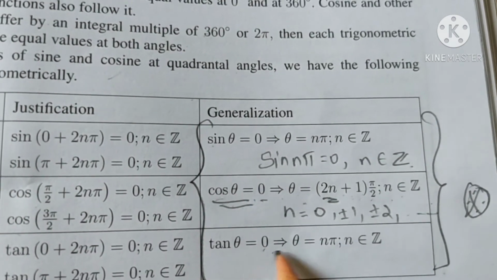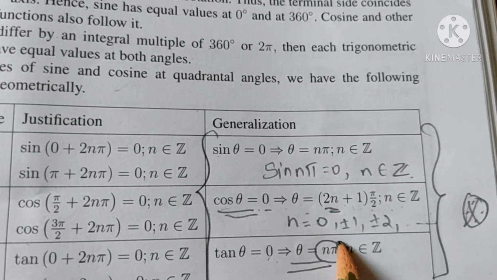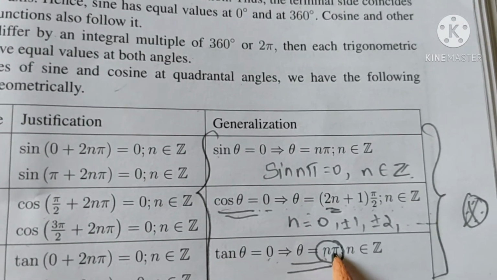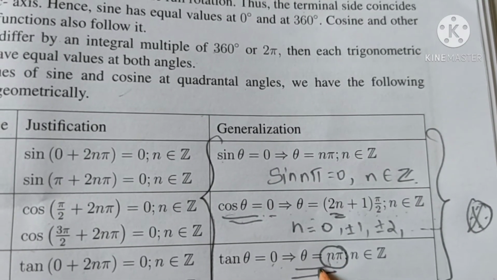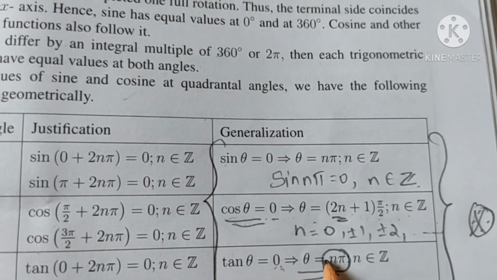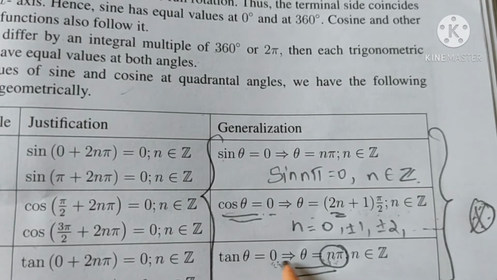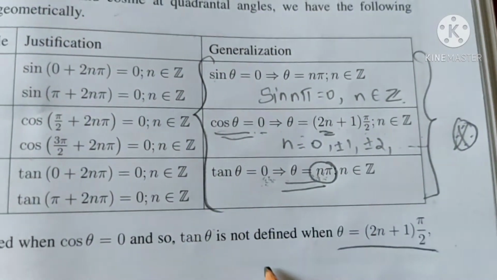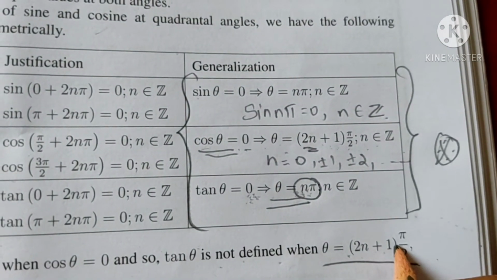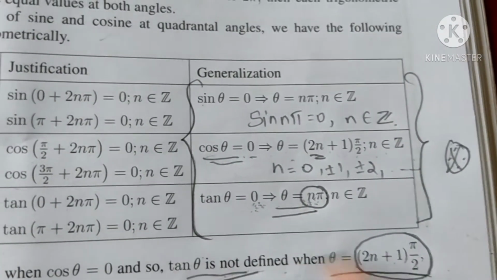Then if tan theta is equal to 0, then theta is n pi. Here you substitute n as 0, plus or minus 1, plus or minus 2, up to etc. So 0 into pi is 0 degree. So tan 0 degree is 0, tan minus pi is 0, tan plus pi is 0, tan 2 pi is 0, 3 pi 0, 4 pi 0, the negatives also 0. Listen, if tan theta is not defined, then theta is (2n plus 1) into pi by 2. If theta value is (2n plus 1) into pi by 2, this tan theta is not defined.